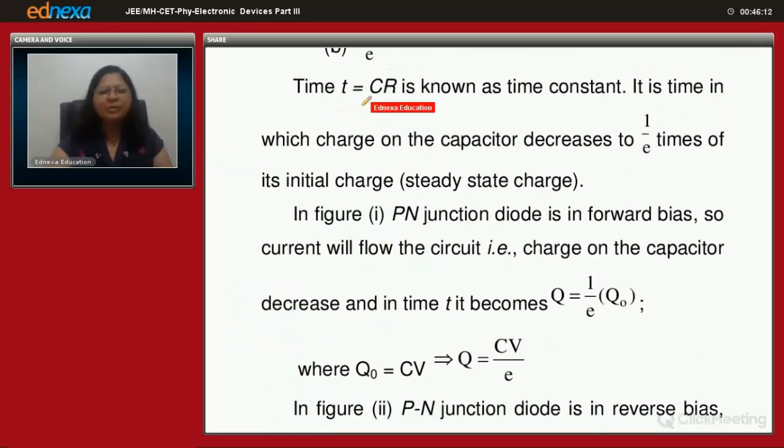You have to remember what the RC time constant is and what happens when the RC time constant has been reached. That you have to remember: the charge on the capacitor decreases to 1 upon e times of its initial charge. So if you know this fact, then only you can solve the MCQ as we have solved it.